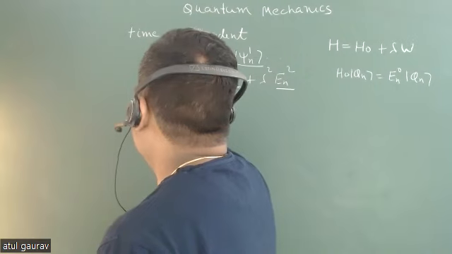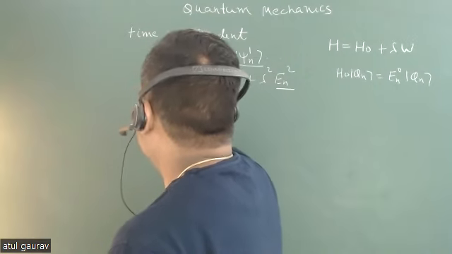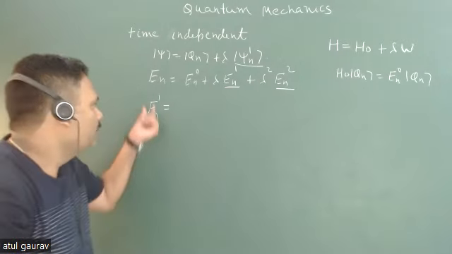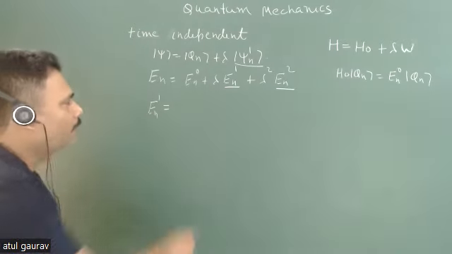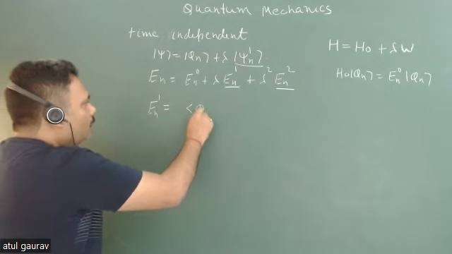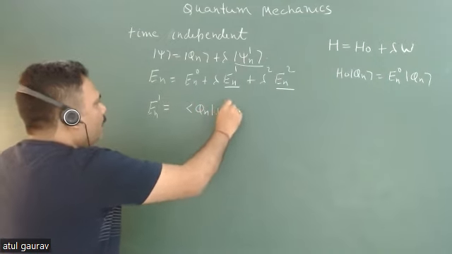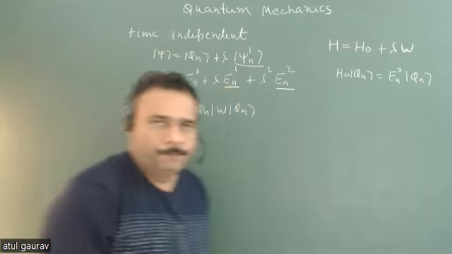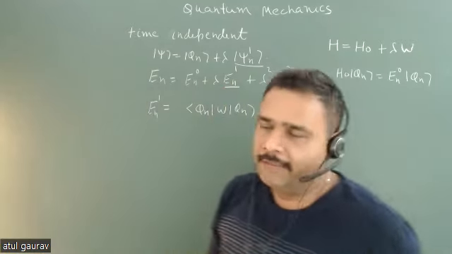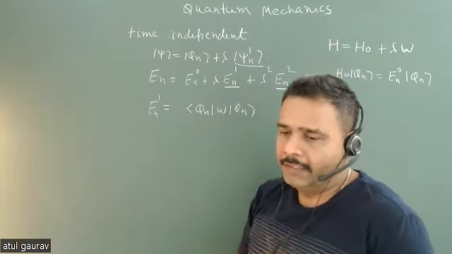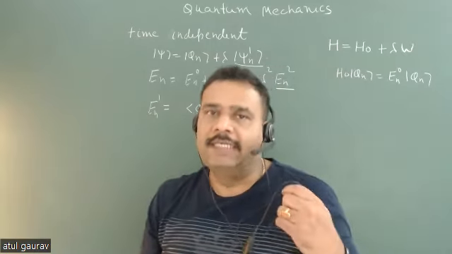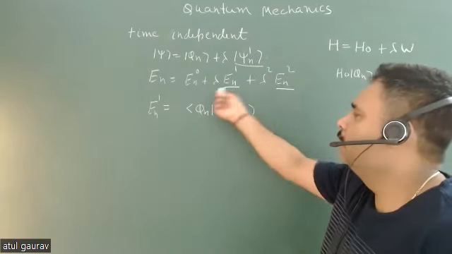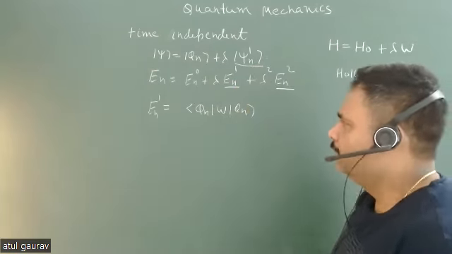So what will be your En1? Tell me, what is your En1? On the nth state, En1 means the first order correction on the nth state. So what you have to do is just calculate phi n W phi n. And this is nothing but the expectation value of your perturbed term on the phi n state. If you know phi n, the W will be given in the exam. You have to just calculate this particular thing.